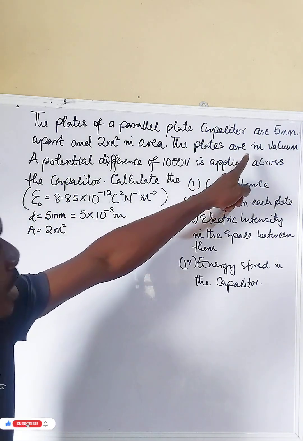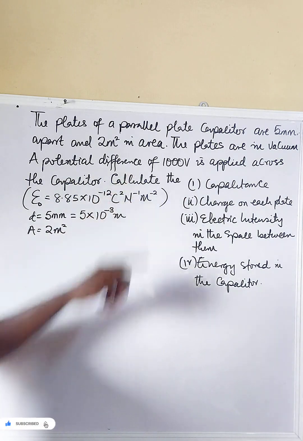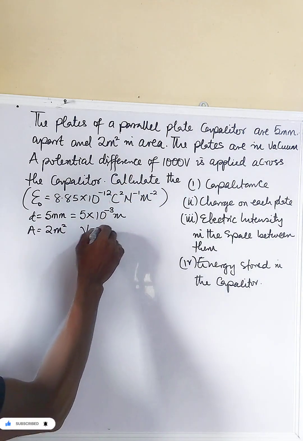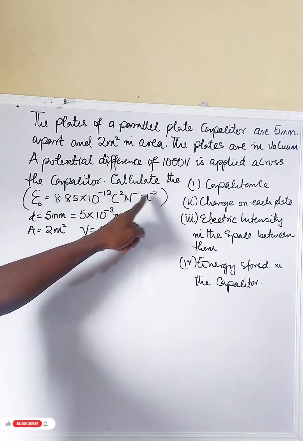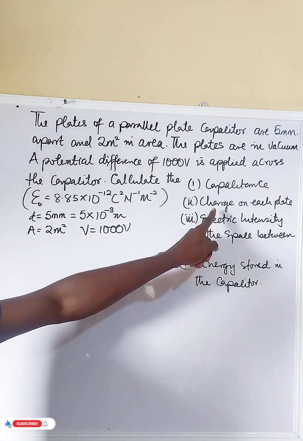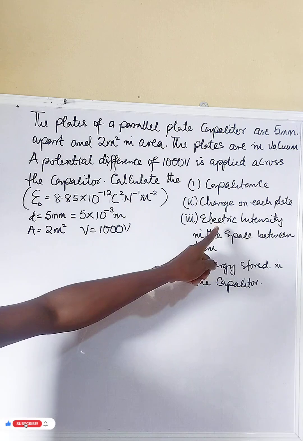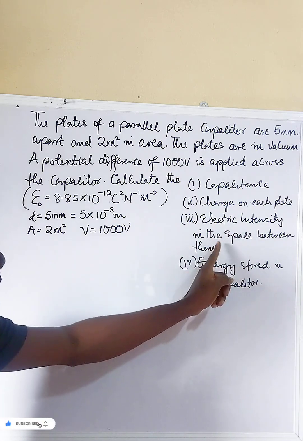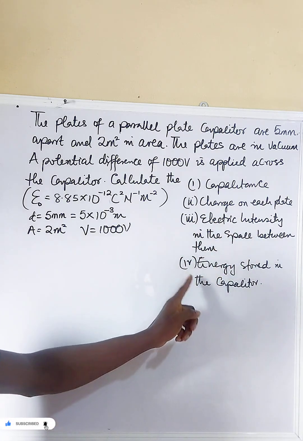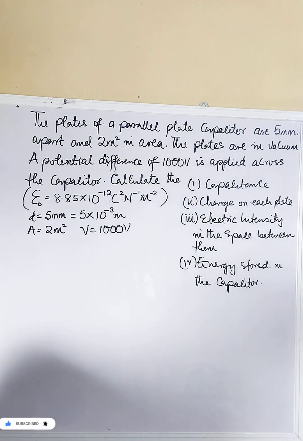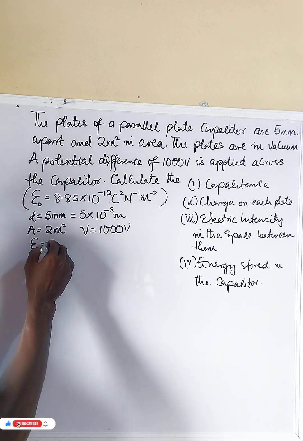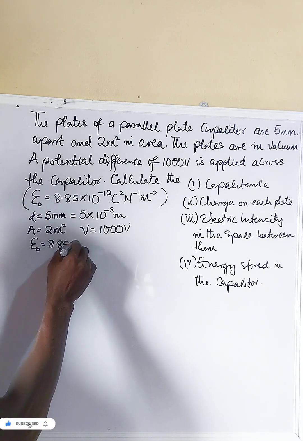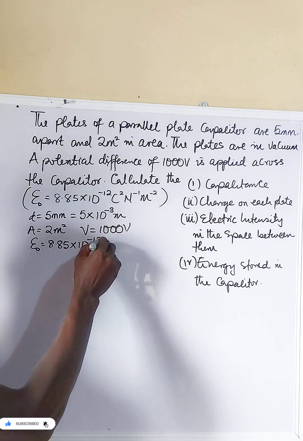Now the plates are in vacuum. The potential difference, V, is given as 1000 volts, applied across the capacitor. Calculate the capacitance, the charge on each plate, the electric intensity in the space between them, and the energy stored in the capacitor. We're given the permittivity of free space as 8.85 times 10 to the power of minus 12.